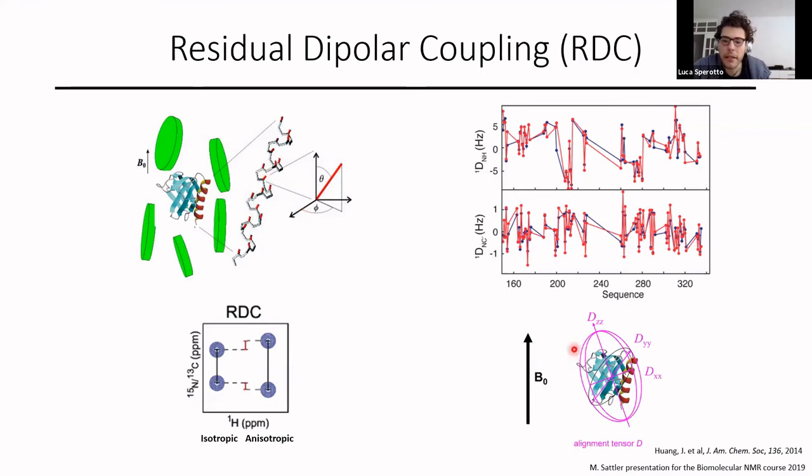And this is useful, for example, if you want to calculate the structure or the conformation of a protein with different domains, because it allows you to try to understand the different orientation of the protein or, for example, the secondary structure elements. So it's useful to try to understand the orientation of the different atoms in the protein.